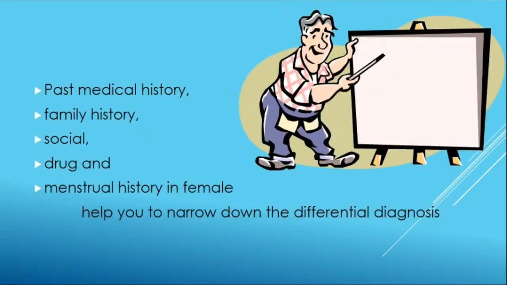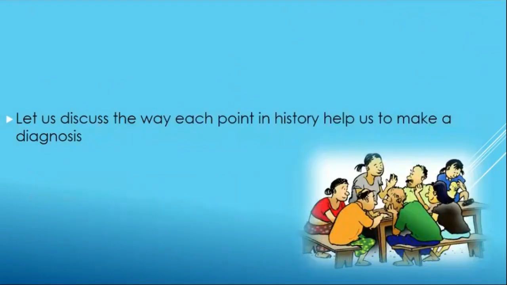The past medical history, family history, social history, and drug history are very important. I'll touch on everything one by one. I have just elaborated the importance of asking the menstrual history. Right. Having all this in our mind, we'll discuss each point one by one. I'll run very quickly.